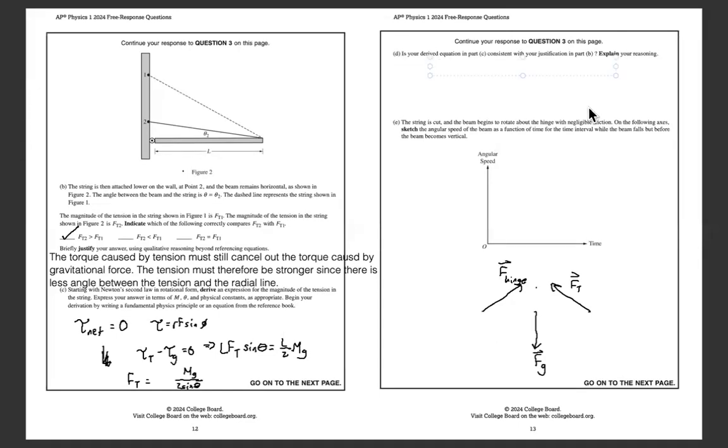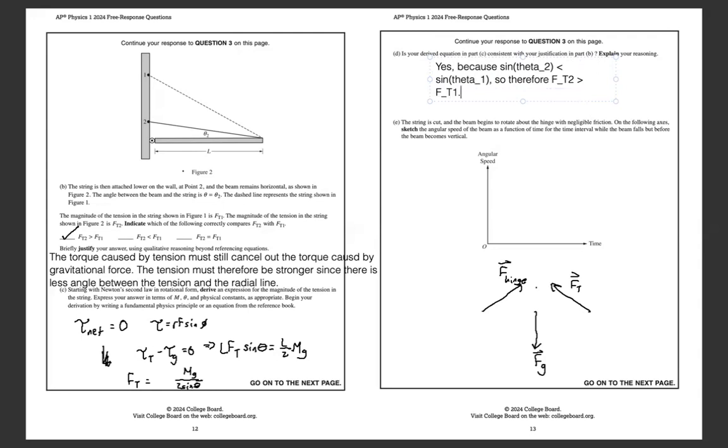So is your derived equation consistent? Yes, because sine of theta 2 is less than sine of theta 1. So therefore, F_T2 is greater than F_T1. All right, there we go. Easy enough. All right, and then the string is cut and the thing begins to rotate.